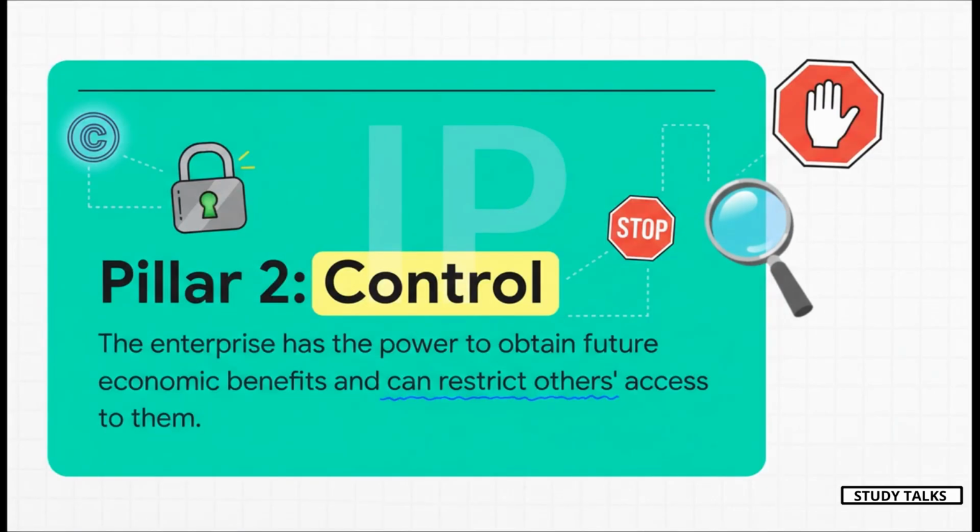Now, on to Pillar 2, control. And listen up, because this is a major area where marks are lost. It's not enough to get benefits from something. You have to have the power to control those benefits. And, just as important, you have to be able to stop other people from getting them. A legal right like a copyright, that's the clearest example of control you can have.